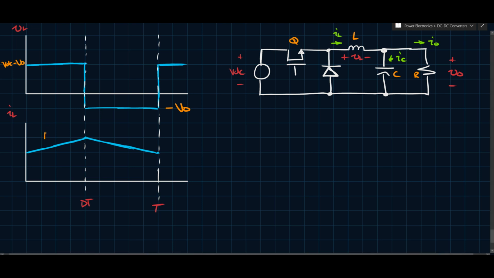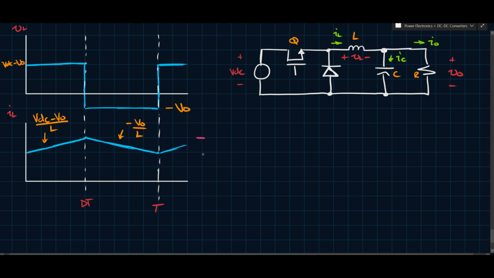But what's the slope of this? The slope here is going to be the voltage applied to the inductor, which is VDC minus VO, divided by L. And here it's going to be the voltage applied to the inductor divided by the inductance. So that's what you have there. And this will obviously continue upwards like this, so it'll keep going that way.